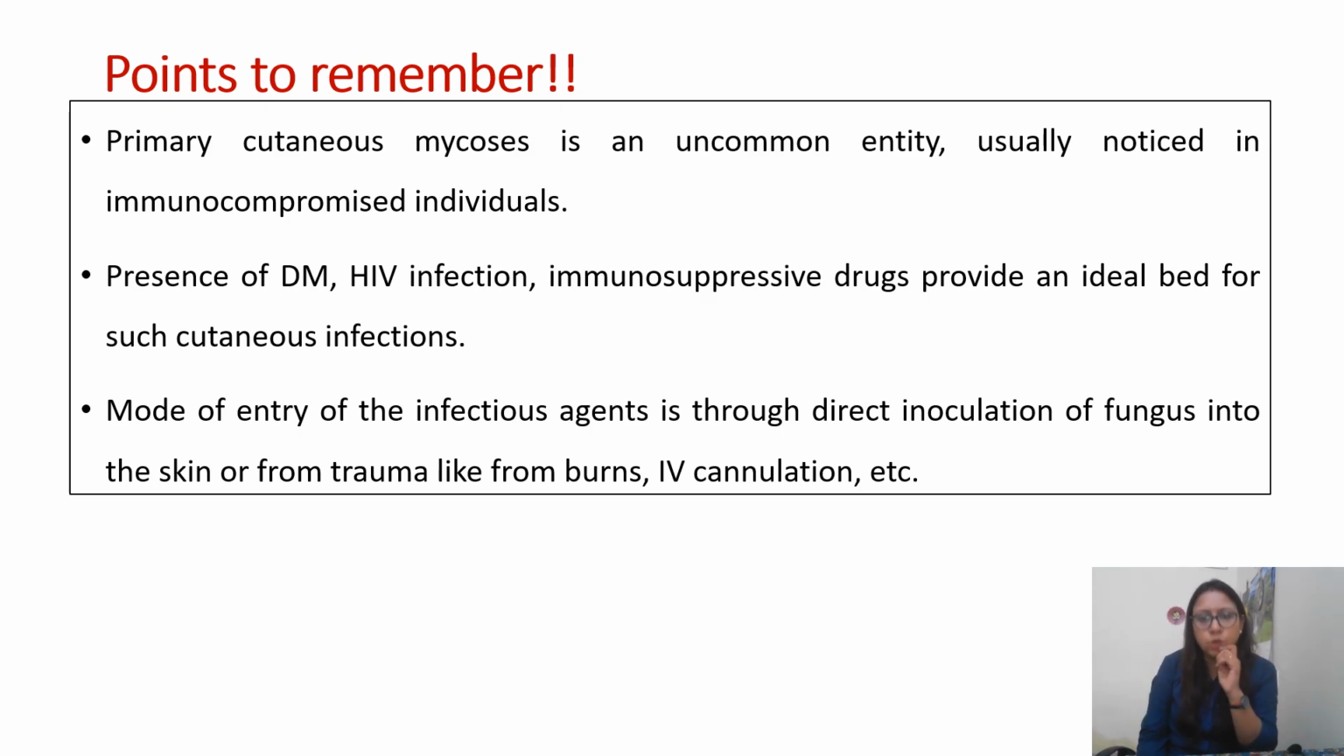Primary cutaneous mycosis is an uncommon entity. The important thing was that both of our patients were immunocompetent. If the patient is immunocompromised, like diabetes, on chemotherapy, cancer patients, or on immunosuppressive therapy, in those patients you can see some kind of fungal infection. But in an immunocompetent patient it is rare to find. The mode of entry is direct inoculation of the fungus into the skin, or from any trauma like a burn or IV cannulation, through which the fungus gets entry to our body.